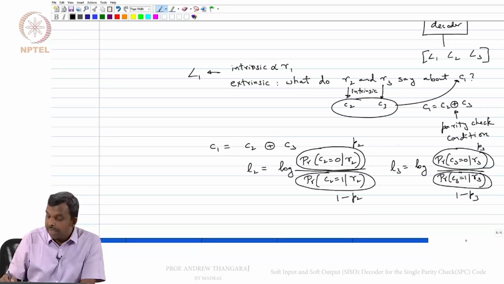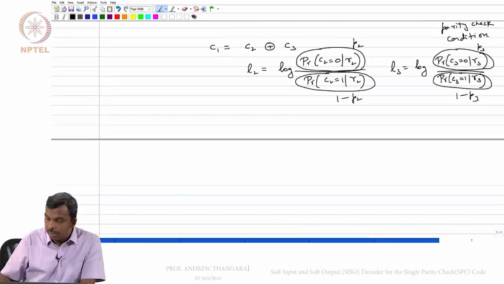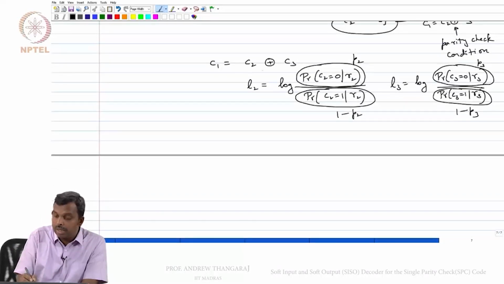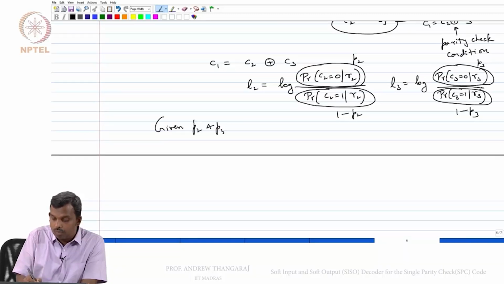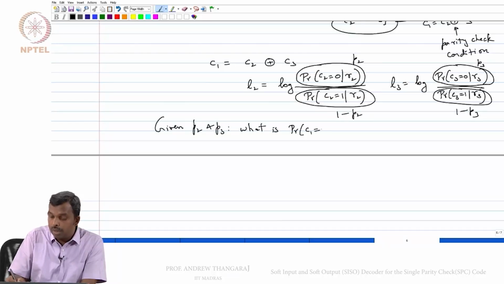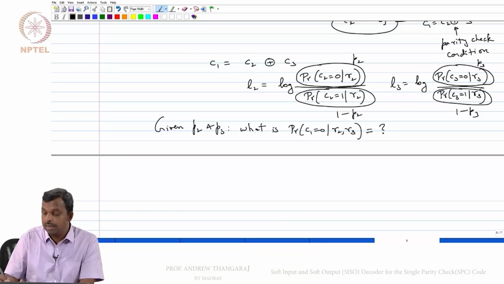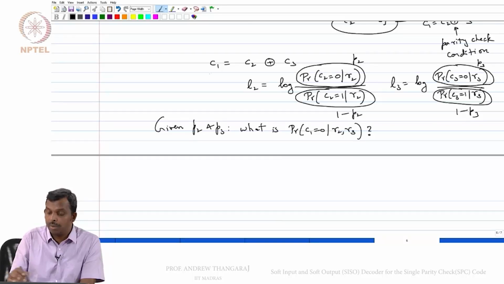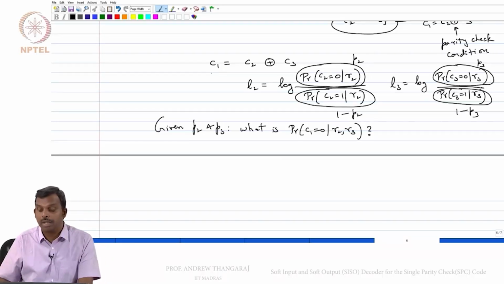So, given P2 and P3, what is P1? That's the extrinsic. How do I compute P1? Given these two, P2 and P3, what is the probability of C1 equals 0, let us say, given R2, R3? That is the main question here. If I can crack this, if I can figure out from P2, P3 what the probability of C1 equals 0 will be, I would be done.